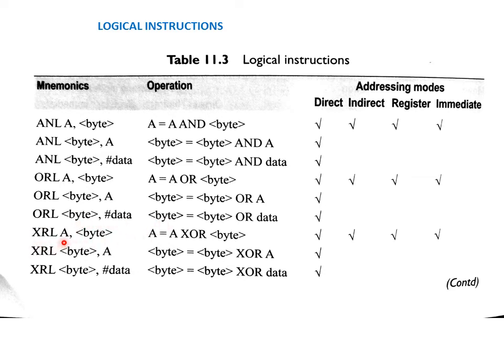XOR operation, logical XOR, is the instruction XRL. XRL A, byte means the XOR operation is performed with the A register and the byte, and the result is stored in the A register. Same with XRL byte, A, where the result is stored in the byte. XRL byte, #data: the result is stored in the byte here. So these are the logical instructions executed in the 8051 microcontroller.